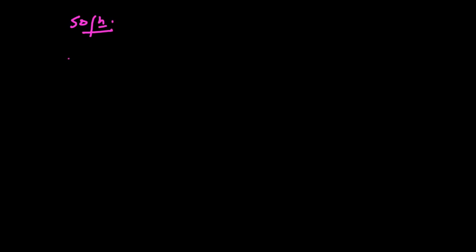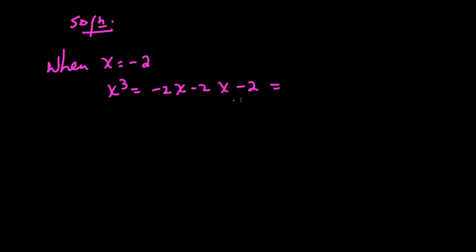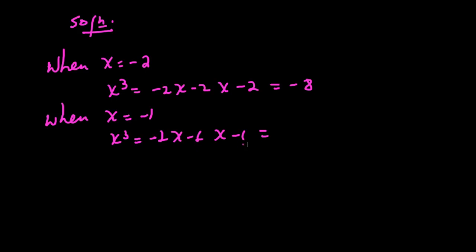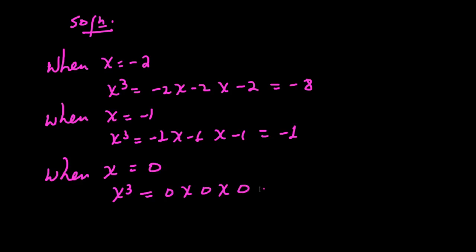Solution. When x equals minus 2, x cube is minus 2 times minus 2 times minus 2. Minus 2 times minus 2 is 4, and 4 times minus 2 is minus 8. When x is equal to minus 1, x cube is minus 1 times minus 1 times minus 1, which is minus 1. When x is equal to 0, x cube is 0 times 0 times 0, which becomes 0.